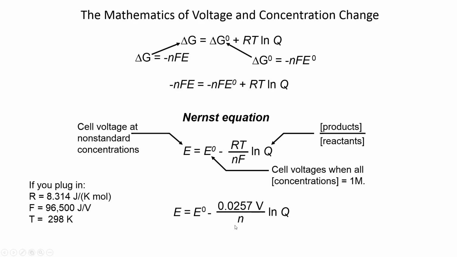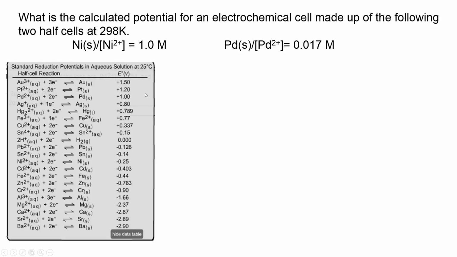Let's use the Nernst equation and solve for the voltage in a battery under non-standard conditions. The problem that we want to look at examines a nickel half cell, so there's a nickel electrode in a nickel solution, and a palladium half cell, a palladium electrode in a palladium solution, but the palladium is not 1 molar, it's only 0.017. So first, before we use the Nernst equation, we have to decide which of these half cells is the anode and which of these half cells is the cathode.